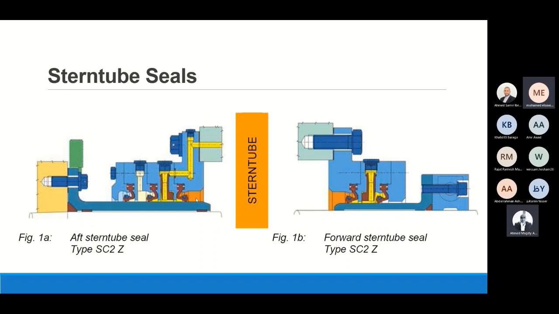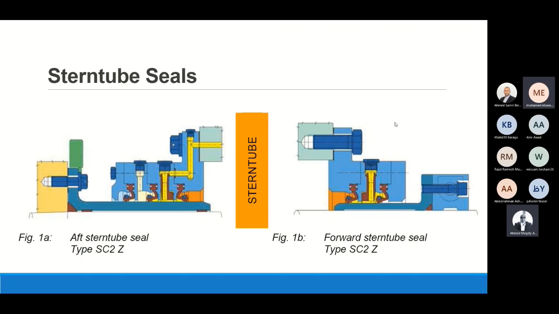The lip seal holds the pressure from where it is pointed at. If it is pointed outside, it protects something from going from this direction to this direction. Where it is pointing to this direction, it is protecting the oil from going outside. So these two are pointing outside, protecting the water from going inside the stern tube. And this orange is the stern tube lube oil, meaning the oil inside the stern tube. Okay?